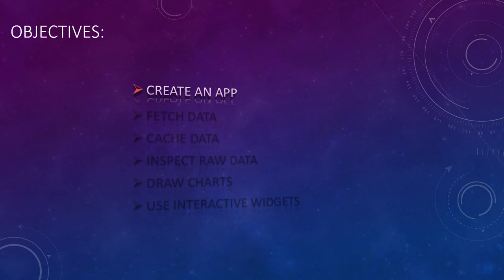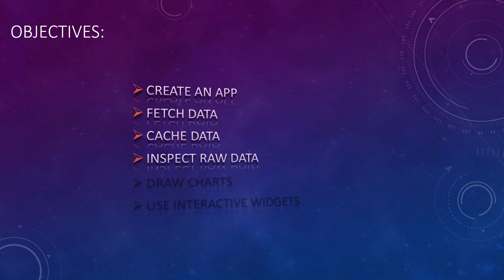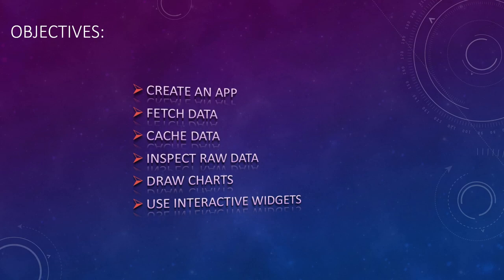And we'll be doing that by fetching some data first, and then we'll cache the data. And we need to inspect the raw data as well. We want to have a look at what it is that we're actually working with. Then after that, we need to have a visualization of the data, which makes interpretation much easier. So we have to draw charts in order to do that. And then to supplement the application, we're going to use some interactive widgets. It makes it just a lot more convenient for us to toy around with the data. So hopefully you find something of value to your project. So let's just dive straight into it.